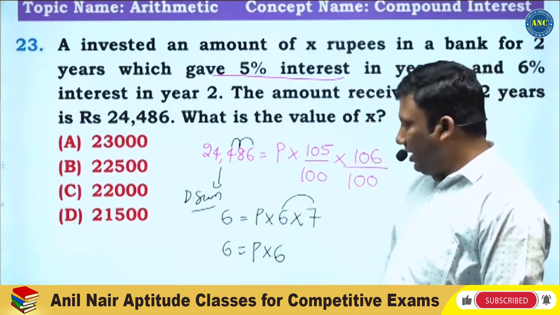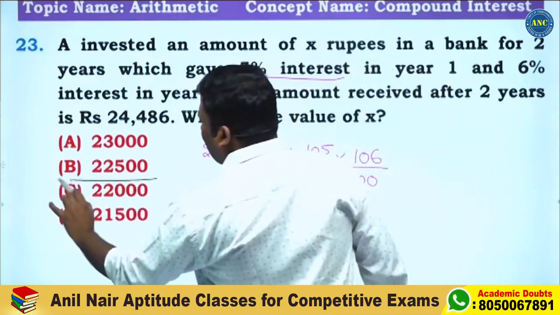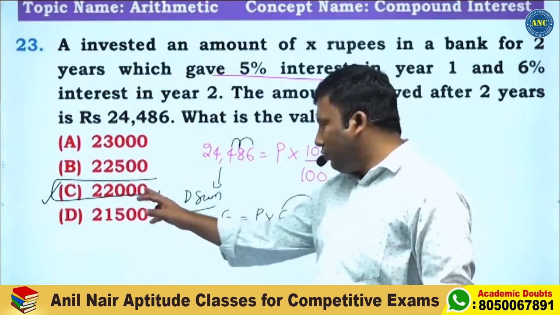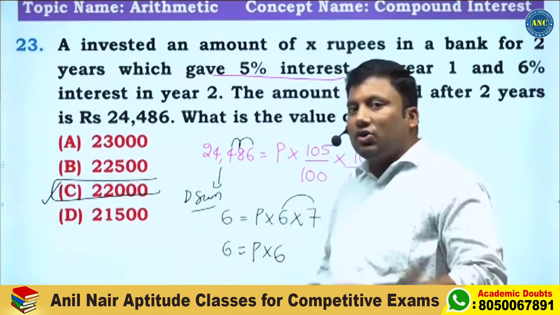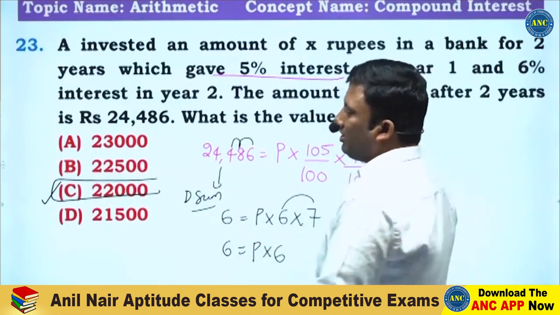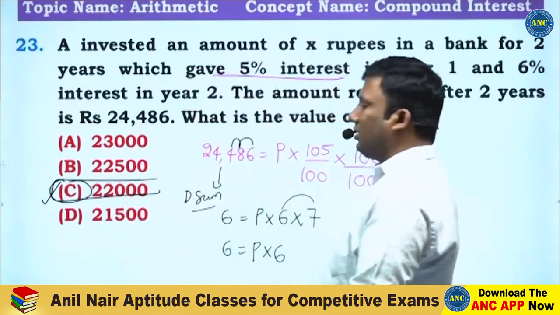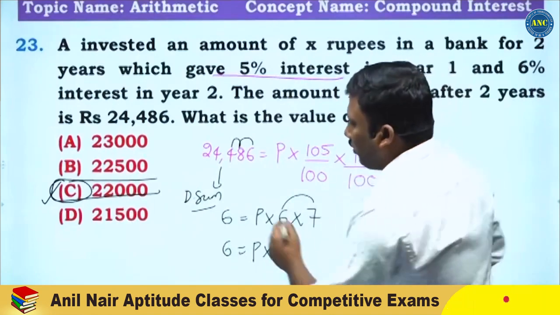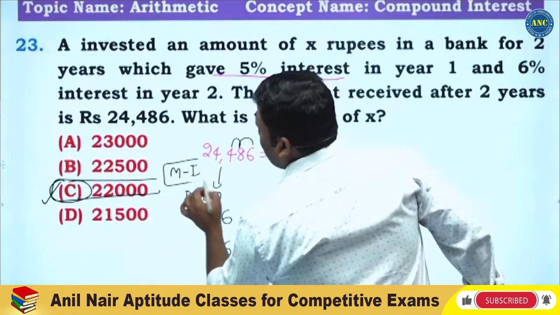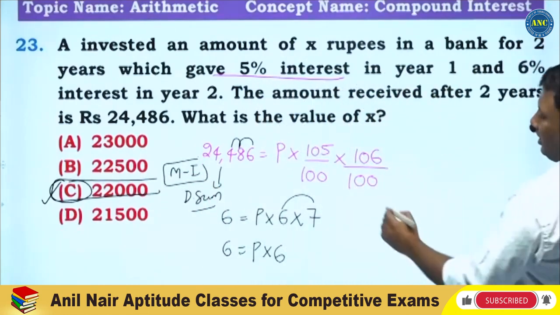Now let us see where the digital sum 6 we are getting. 22,000. 22,000 digital sum is 4. 4 6s are 24. What is 2 plus 4? 6. So answer for this question is 22,000. Method 1 by using digital sum. I hope it is clear.